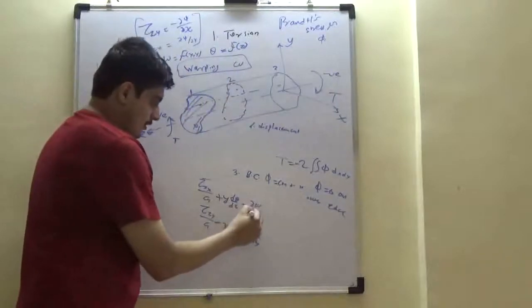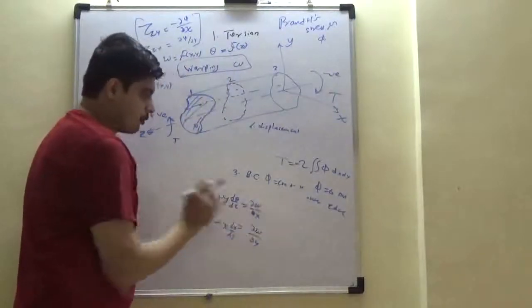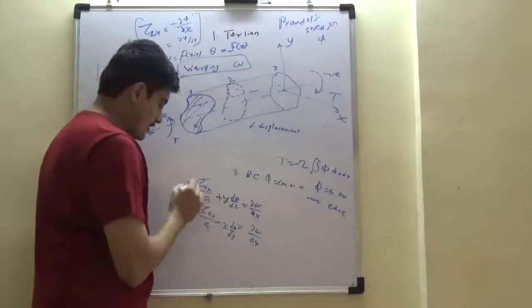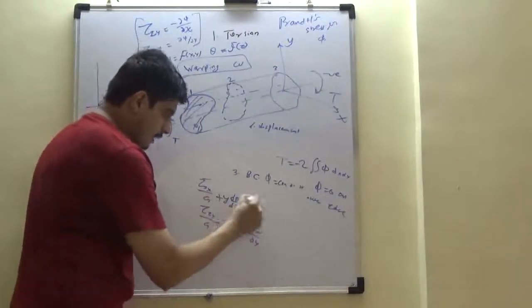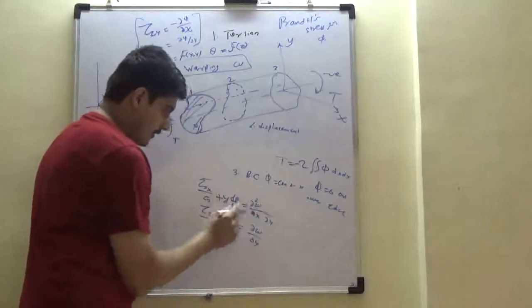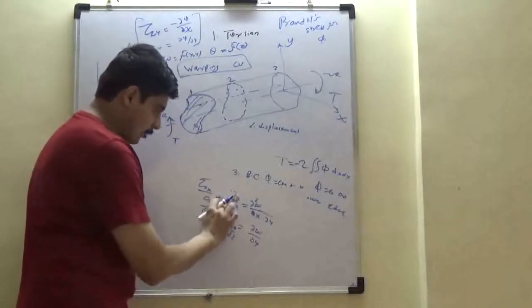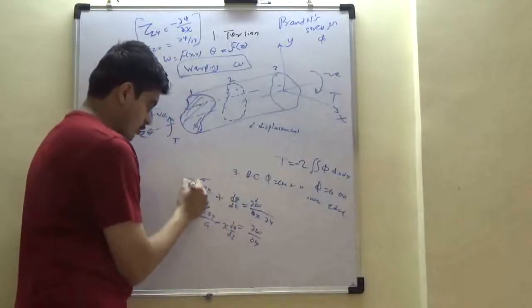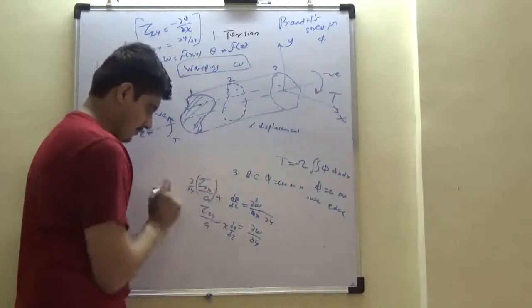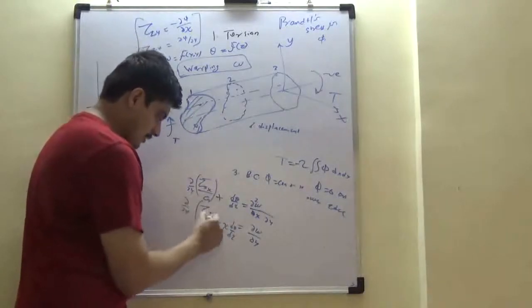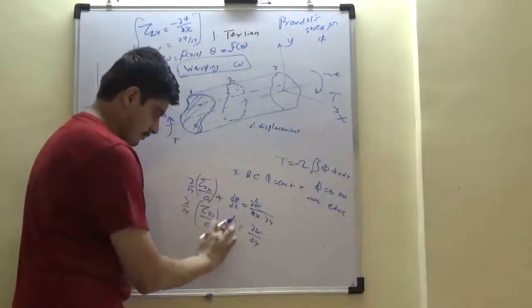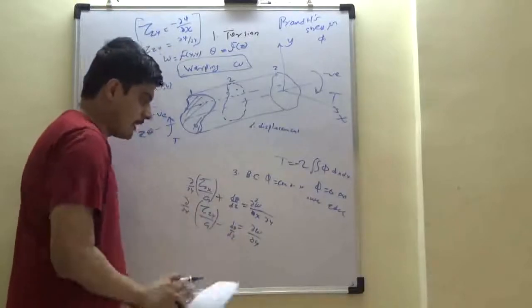Let us eliminate this W from both sides. What is the best way? I differentiate. So del X, del Y. So if I differentiate with respect to Y, this will go. So del by del Y of this and del by del X of this will be there.